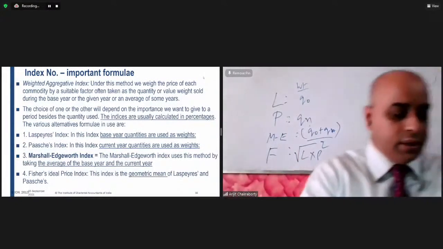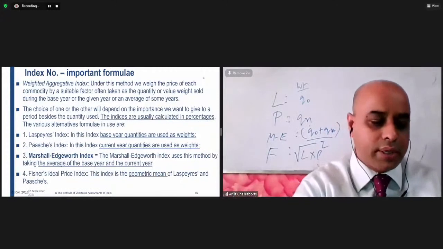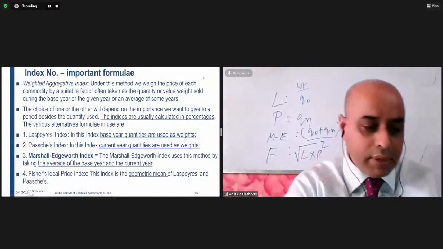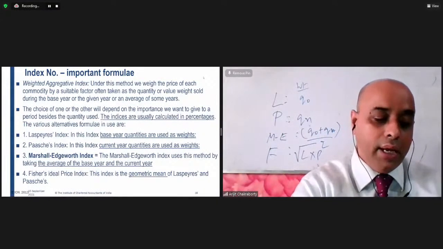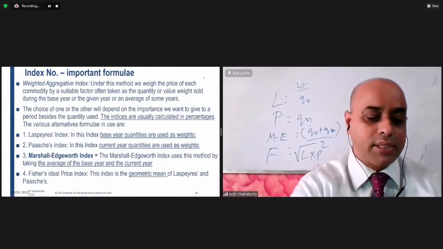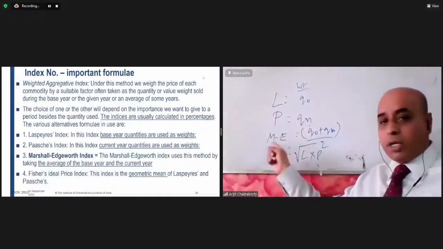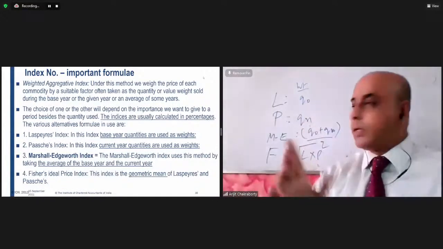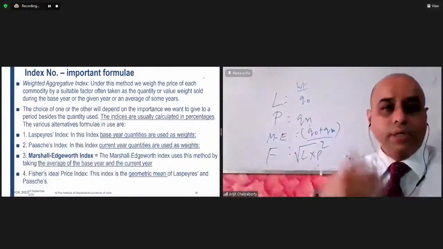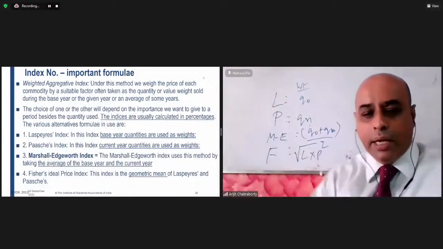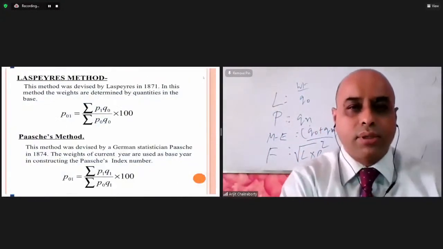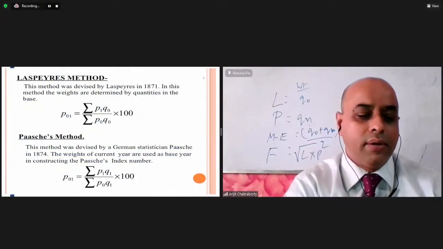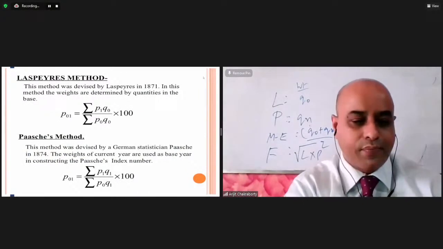So please note that in both these cases, we have the application of both arithmetic mean and geometric mean. In the case of Marshall-Edgeworth index, we have the application of arithmetic mean, and in the case of Fisher's index, we are using the concept of geometric mean. Now here comes the formula. Please note the formula very carefully and let us see what exactly the formula is.